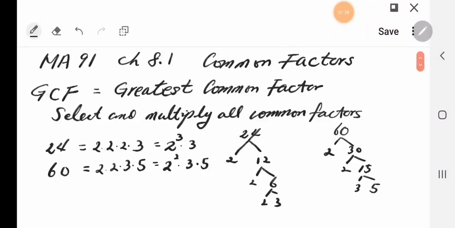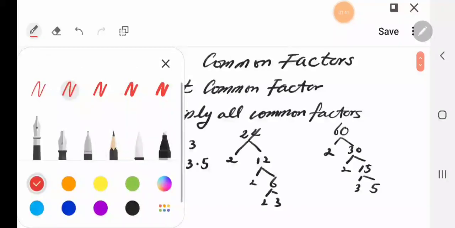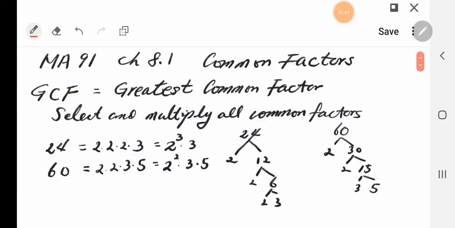From these two expressions, we can find the common factors. A common factor is a factor that exists in each number. So here the first 2 is a common factor, and the next 2 is also a common factor. The third 2 is not a common factor because it is not in number 60. How about 3?